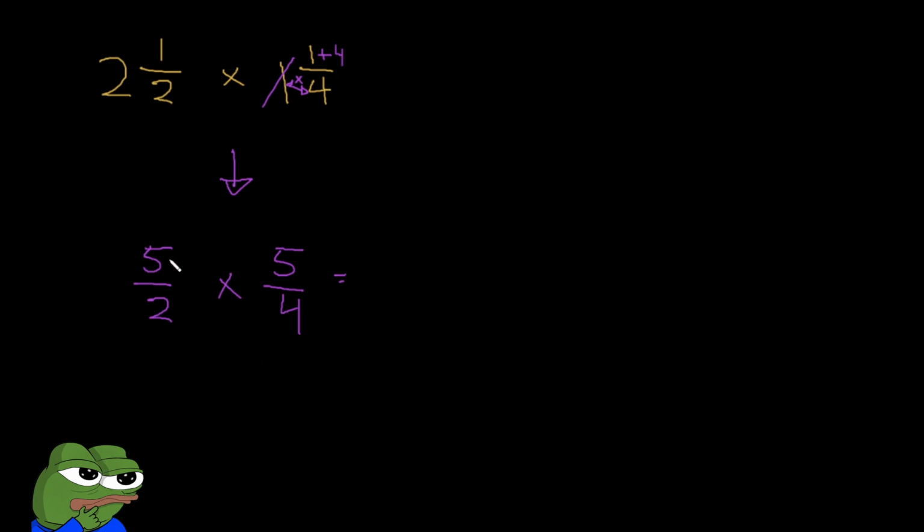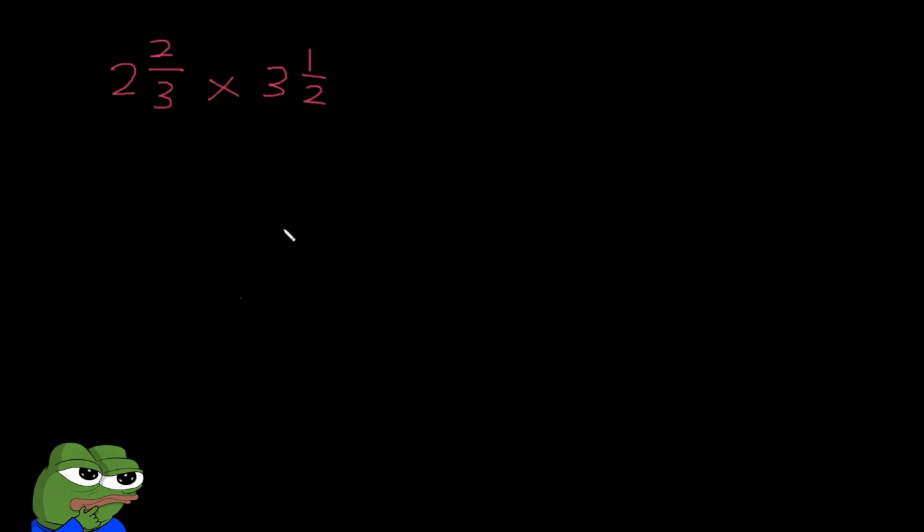So all you need to do is multiply both numerators together. So that's 5 times 5 is 25, over, multiply both denominators together, and that becomes 2 times 4 is simply 8. And this is your final answer.